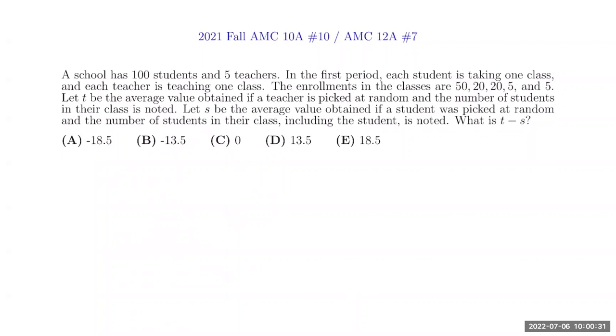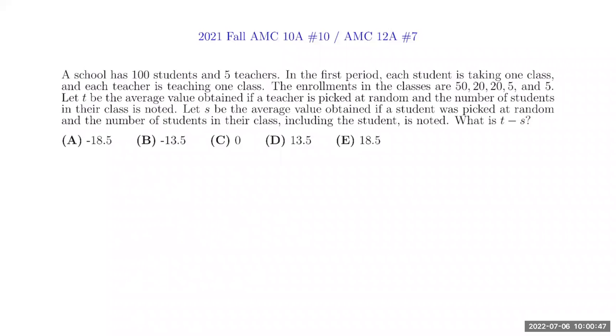Let T be the average value obtained if a teacher is picked at random and the number of students in their class is noted. Let S be the average value obtained if a student was picked at random and the number of students in their class, including the student, is noted. What is T minus S?